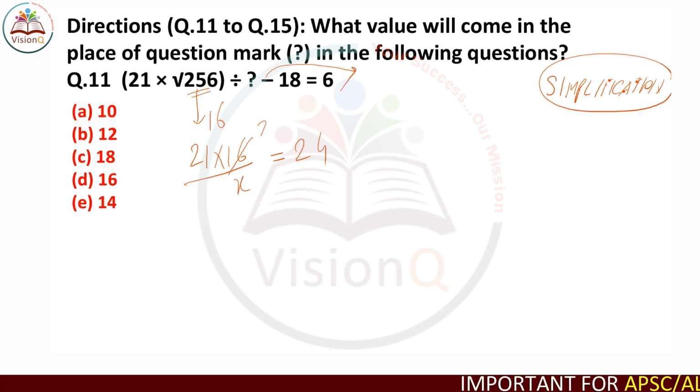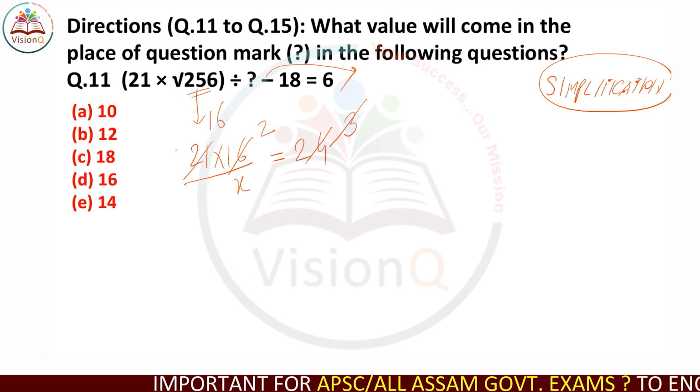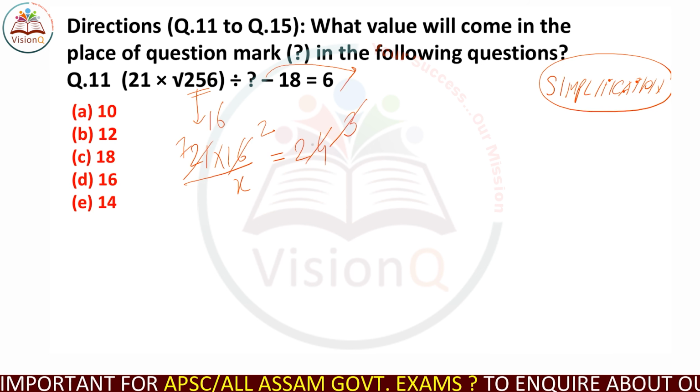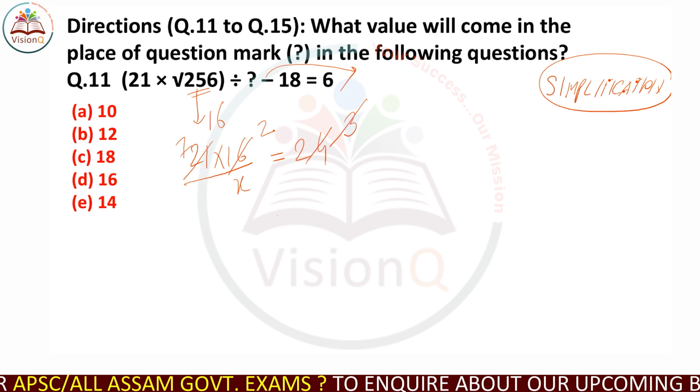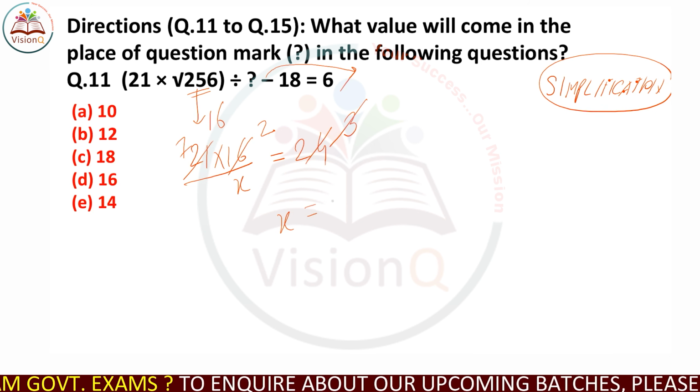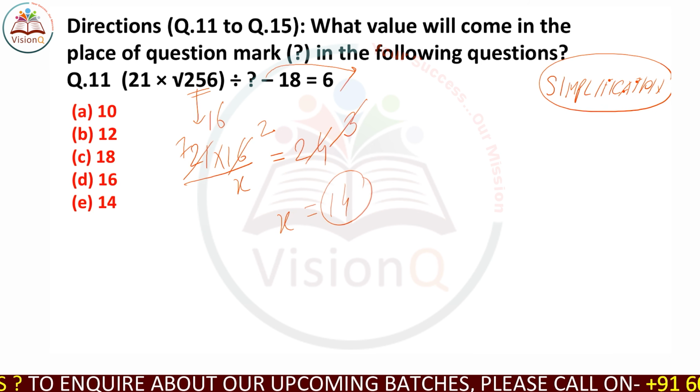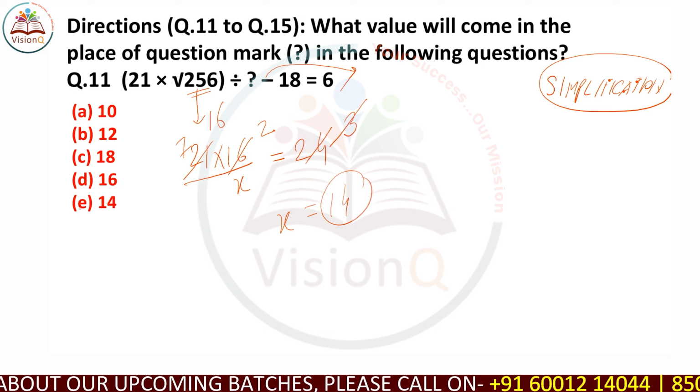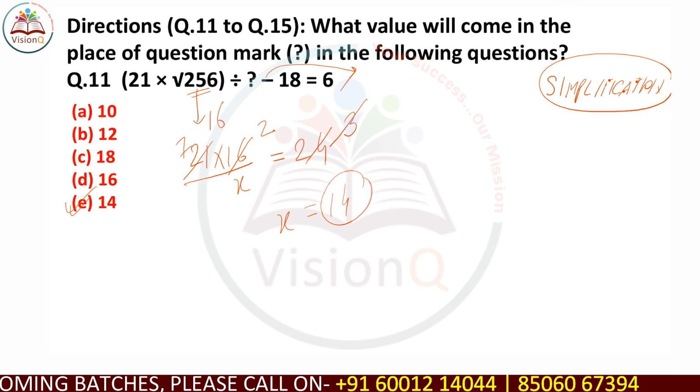Okay, 8 2s are 16, 8 3s are 24, then 3 7s are 21. Then if I cross multiply both the sides, I will get the value of x as 7 into 2, which is 14. So this is the correct approach to do this question number 11. The answer is option number E, 14.